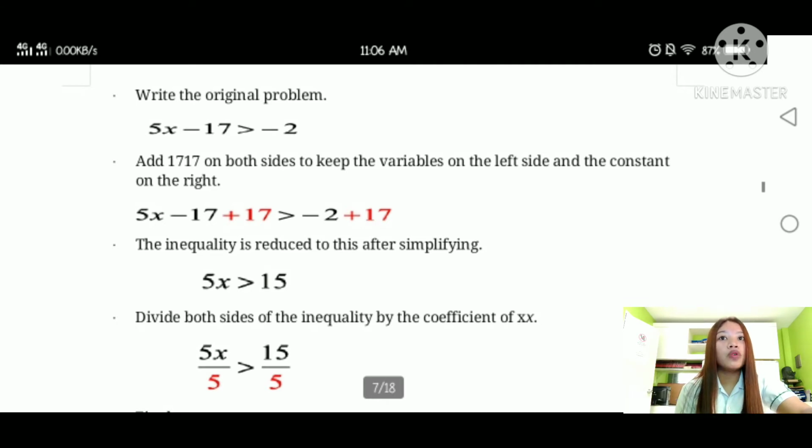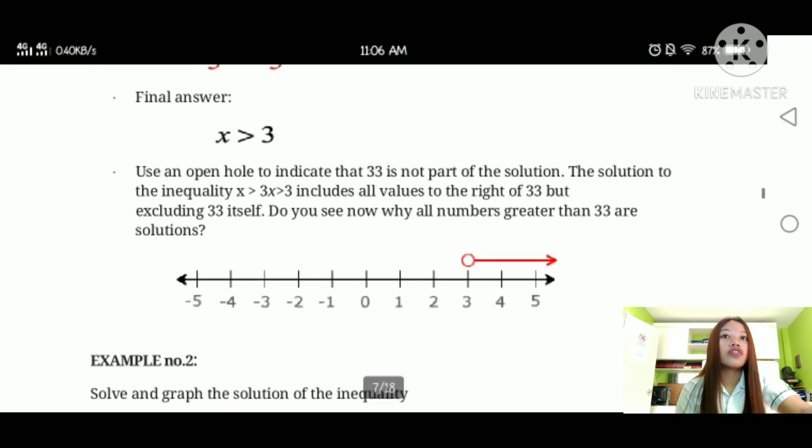You're going to divide both sides by the coefficient of x. So, divide both sides by 5 since 5x. So, the final answer is x is greater than 3. Use an open hole to indicate that 3 is not part of the solution. The solution to the inequality x greater than 3 includes all values to the right of 3 but excluding 3 itself. Do you see now why all numbers greater than 3 are solutions? So this is the graph.